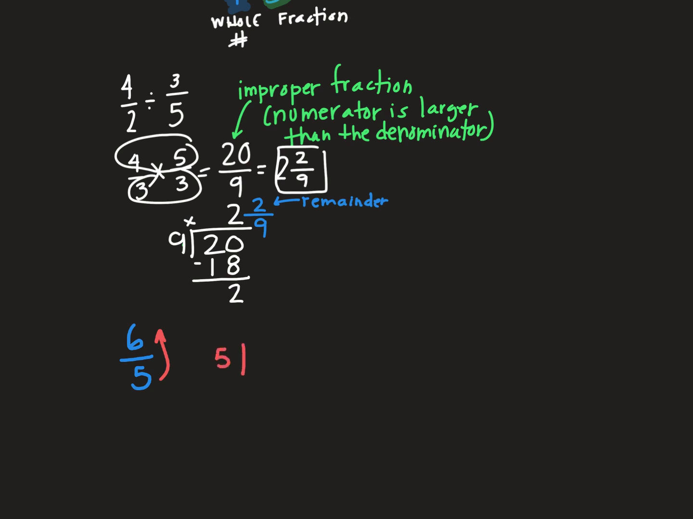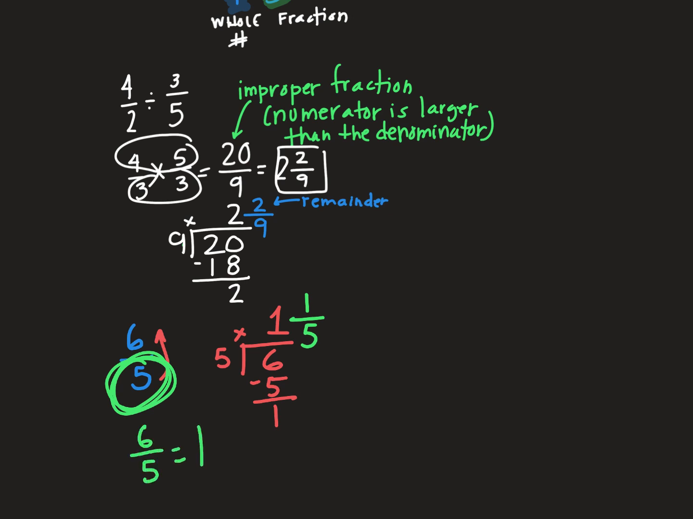So 5 into 6. Okay, so 5 times something has to come close to 6. Well, in this case, it's 1. So I bring it down and subtract it. And my remainder is 1. So again, you want to take your remainder and always put it on top. The numerator is always the remainder, and the denominator stays the same. So 6/5 is the same as 1 1/5. Okay, so that would be our final answer. Let's do another one.